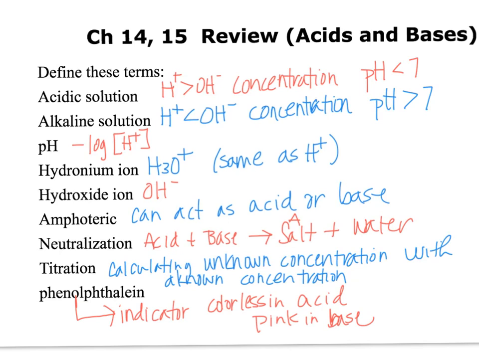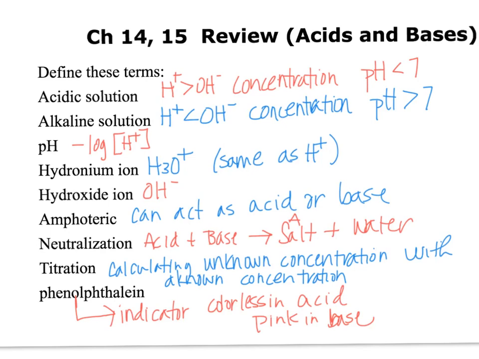Here are some of the definitions that you need to know for the test. It is not all of them, but it is some of them. First of all, for an acidic solution, you need to know that in an acidic solution, the hydrogen concentration is greater than the hydroxide concentration. And of course, when you have an acid, you'll have a pH of less than 7.